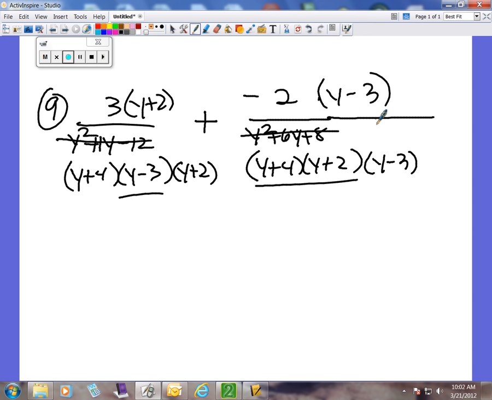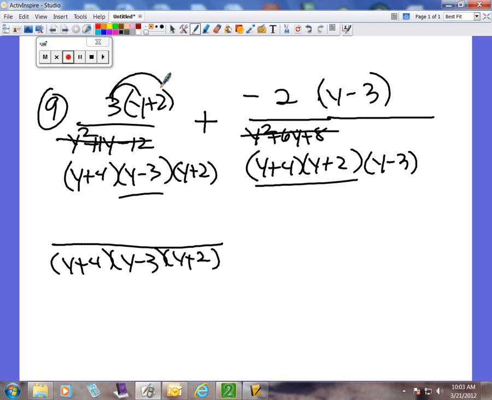Now we have denominators alike. Let's distribute. So now we have 3y plus 6, don't we? Is that right? And then what's between the fractions? Now, negative 2 times y is negative 2y. Negative 2 times negative 3. And again, are you understanding how important it is to make sure you get to distribute that negative? That's why we do the plus the opposite. All right, add like terms and we're done.